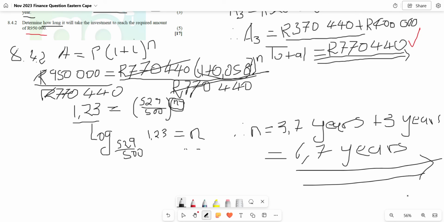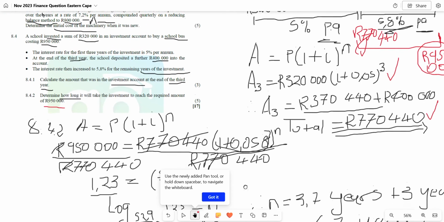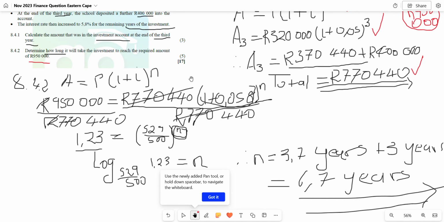Then mark allocation here, 5 marks there. That is about this particular question. Question number 8 of Province of Eastern Cape 2023. Total mark there, 17 marks.